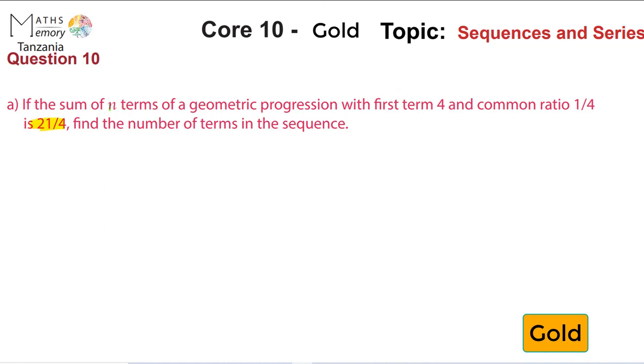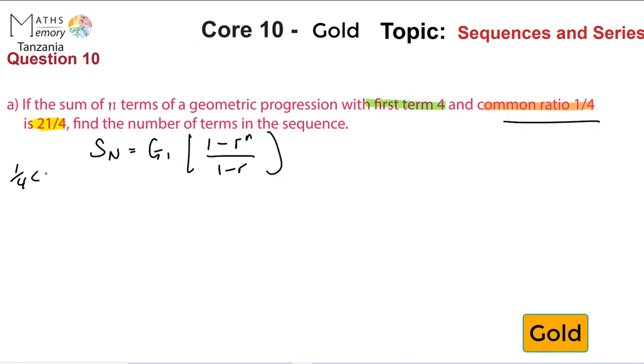Okay, we're given two things over here. We're given the first term, which is, let's say, 4, and the common ratio, which is a quarter. Let's find n. So first of all, let's write down this formula for the summation of a geometric series. This will be g1 over here, and 1 take away r to the power of n, over 1 take away r. Why is this the other way around? Because over here the ratio is less than 1. If a quarter is less than 1, therefore we use this one over here. So basically we have 21 over 4 equals, the first term is 4, and this is 1 take away a quarter, because the ratio is a quarter, to the power n, and this will be over 1 take away a quarter over here.